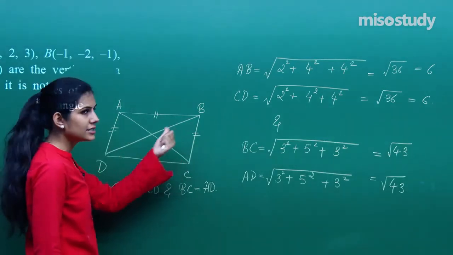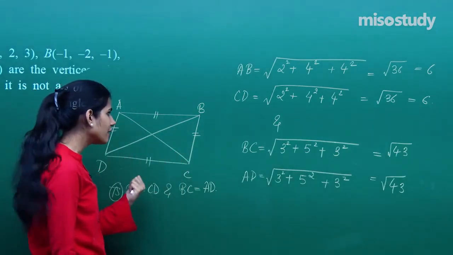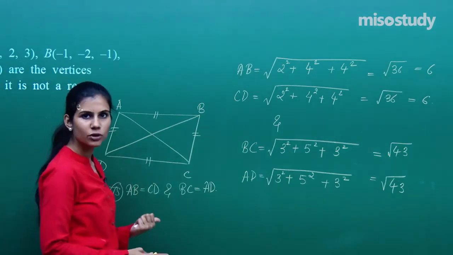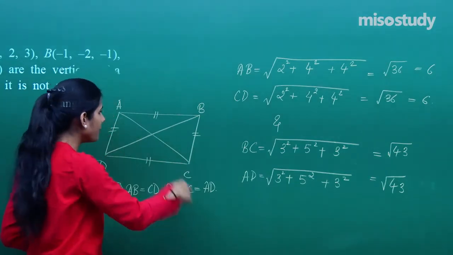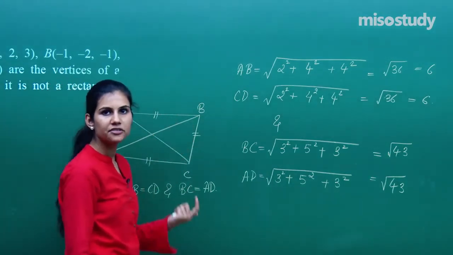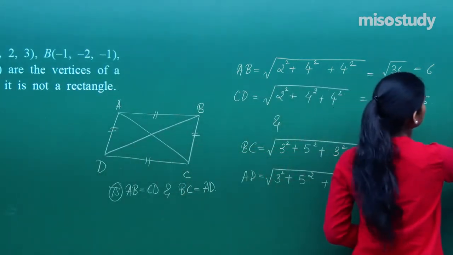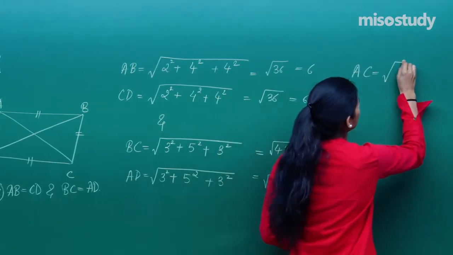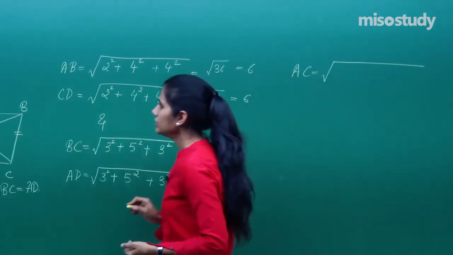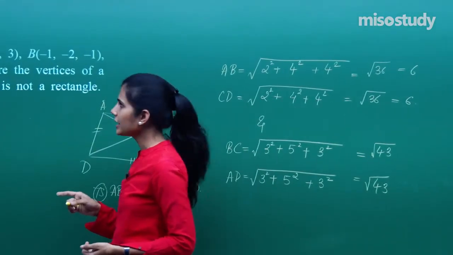If the lengths of the diagonals do not come out to be the same, it's a parallelogram because already the opposite sides are equal. But if opposite sides are equal and the lengths of the diagonals are also the same, then it is a rectangle. So let's calculate the lengths of the diagonals AC and BD. AC. Length of AC means distance between A and C.